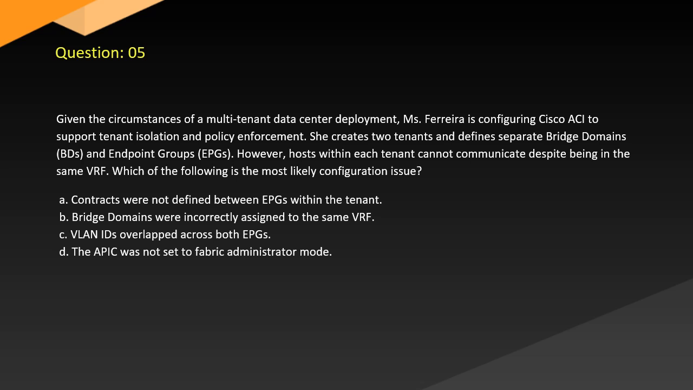Question 5. Given the circumstances of a multi-tenant data center deployment, Ferreira is configuring Cisco ACI to support tenant isolation and policy enforcement. She creates 2 tenants and defines separate bridge domains, BDs, and endpoint groups, EPGs. However, hosts within each tenant cannot communicate despite being in the same VRF. Which of the following is the most likely configuration issue? A. Contracts were not defined between EPGs within the tenant. B. Bridge domains were incorrectly assigned to the VRF. C. VLAN IDs overlapped across both EPGs. D. The APIC was not set to Fabric Administrator mode.